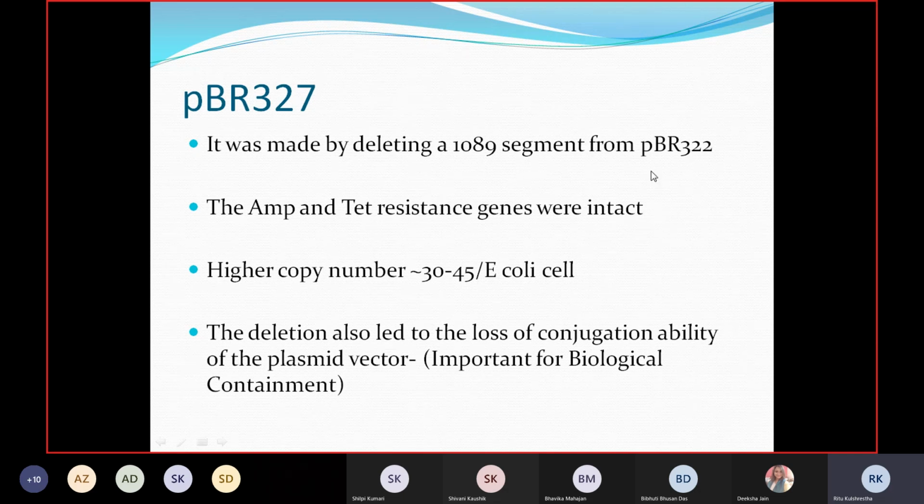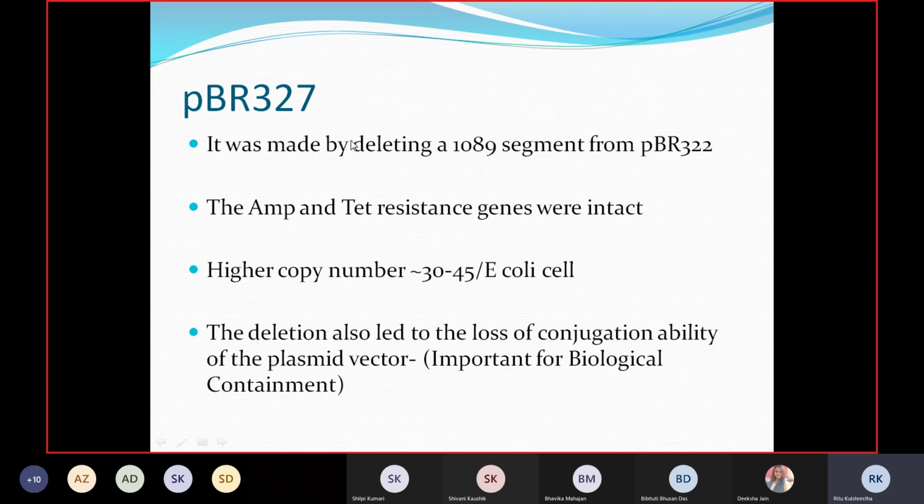So one improvement was that it is shorter than PBR322. But at the same time, it was realized that for whatever reason, when they removed this segment, the copy number, which in PBR322 was around 15 to 20 copies, was increased to 30 to 45 copies per cell for PBR327.